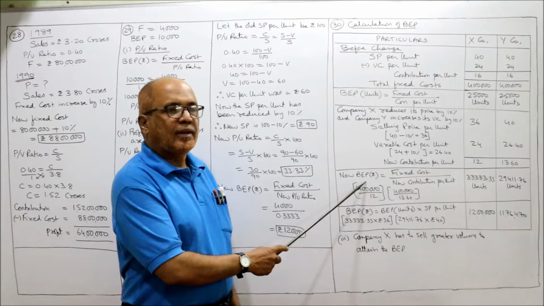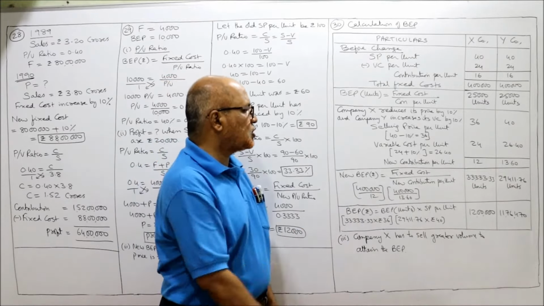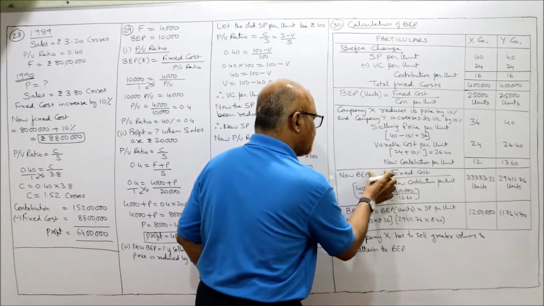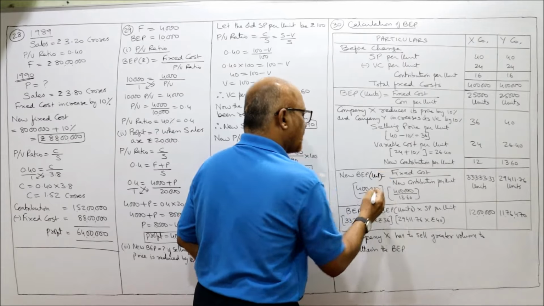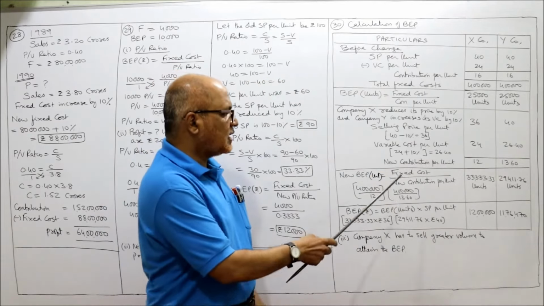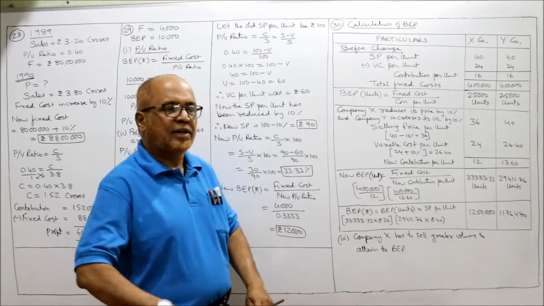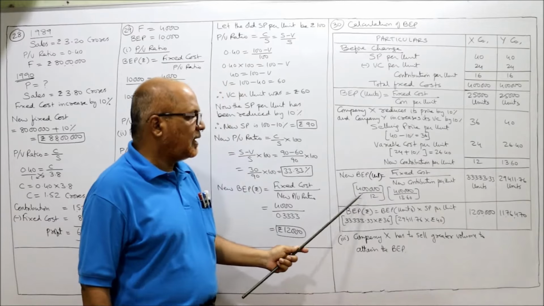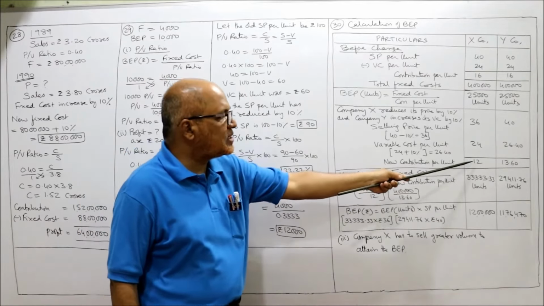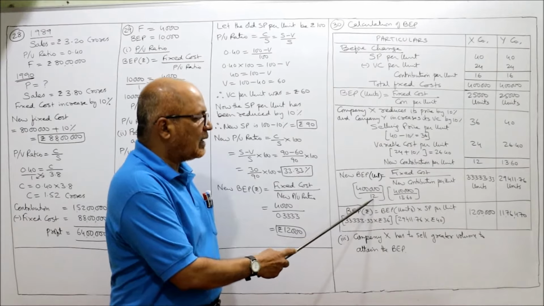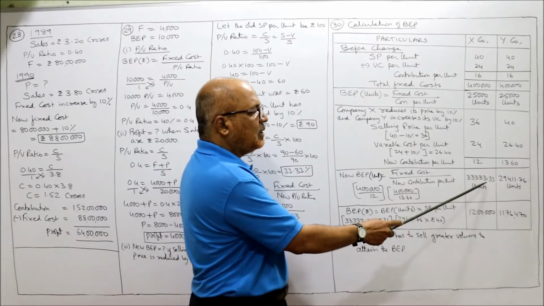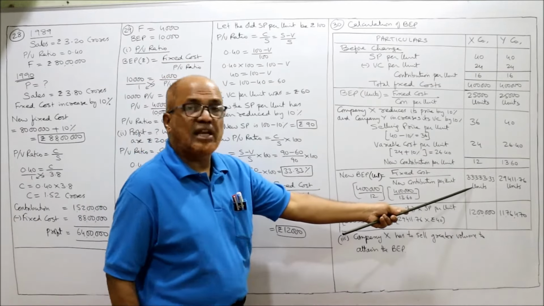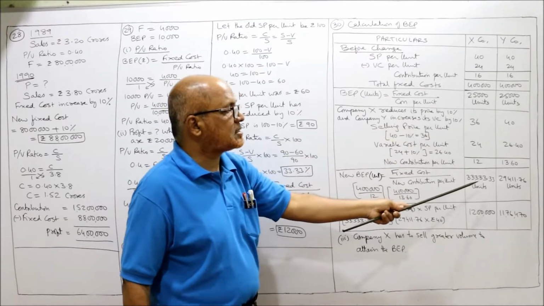New BEP. This is not BEP in rupees, it is BEP in units. Fixed cost divided by new contribution per unit. The fixed cost is 4 lakh rupees, no change. Divided by the new contribution per unit of 12 rupees. The 4 lakh divided by 12, you will get 33,333.33 units. This is the new break-even point for company X.